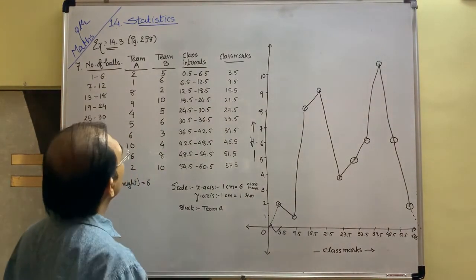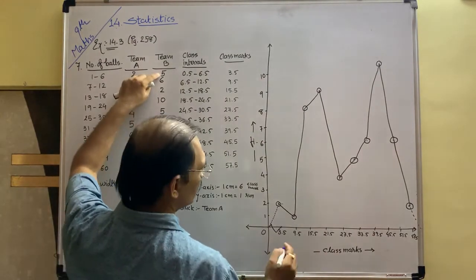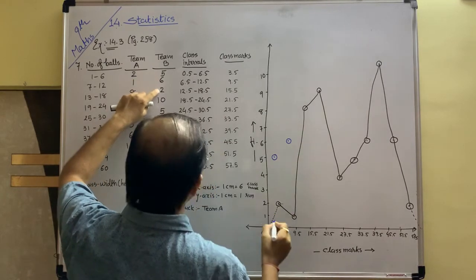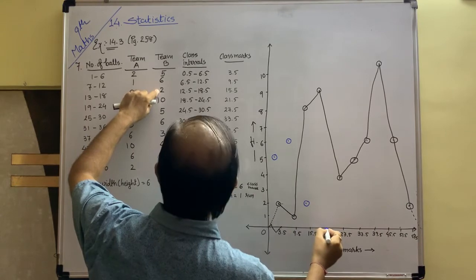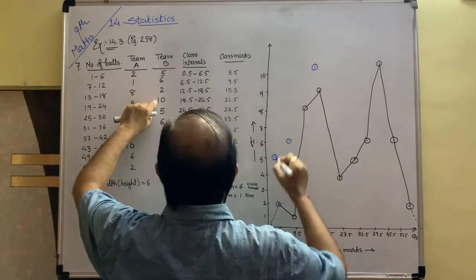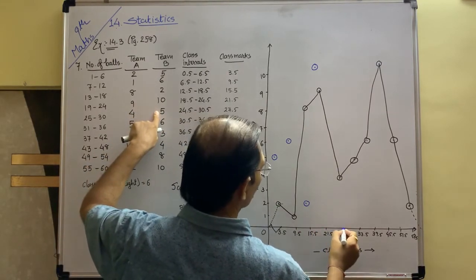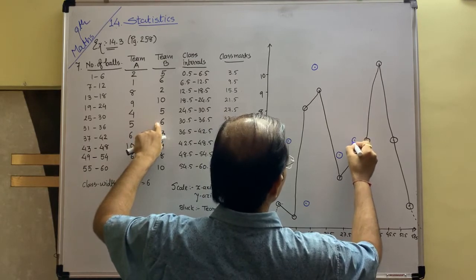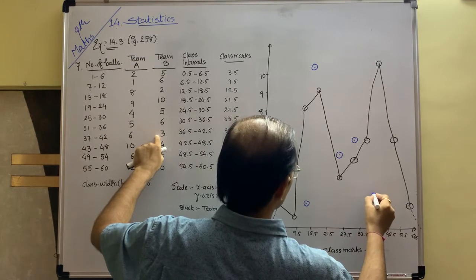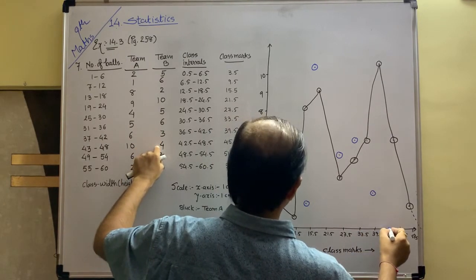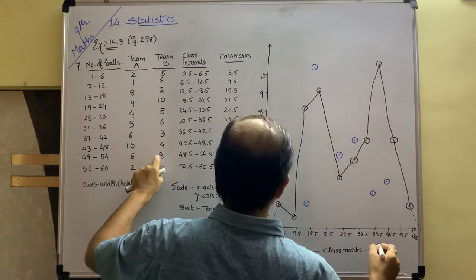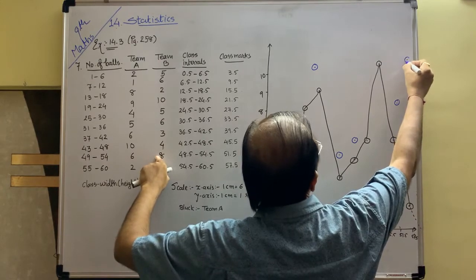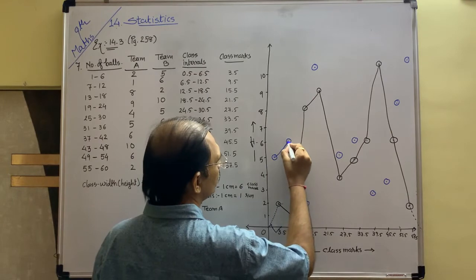Okay. Now team B, I place the points with the help of blue color. 5, 3.5, 5, then 6, then 2, then 10, then 5, 27.5, then 6, 33.5, 3, 39.5, 4, 45.5, then 8, here it is, and then lastly 10, here it is. Okay, so join with the help of a scale.